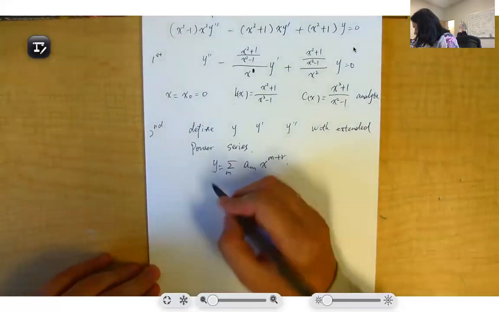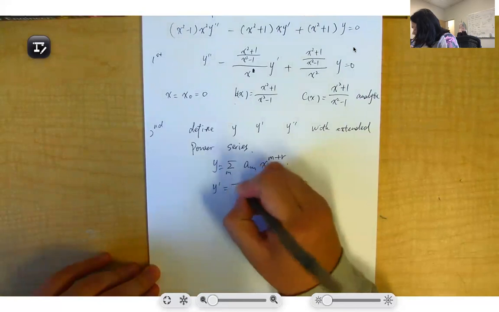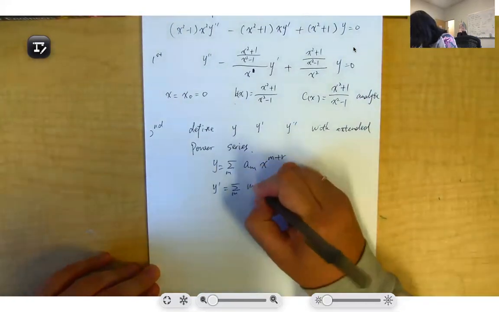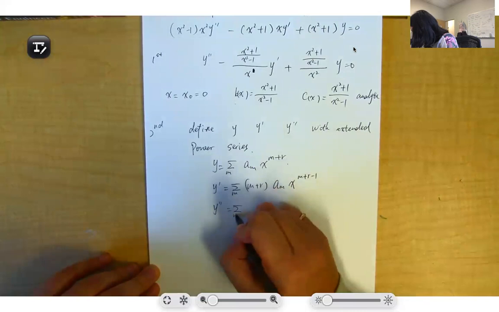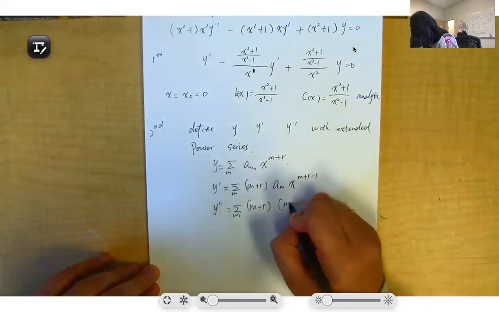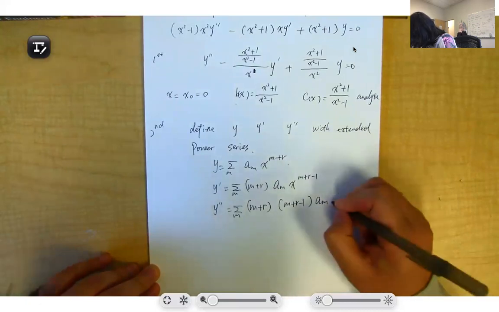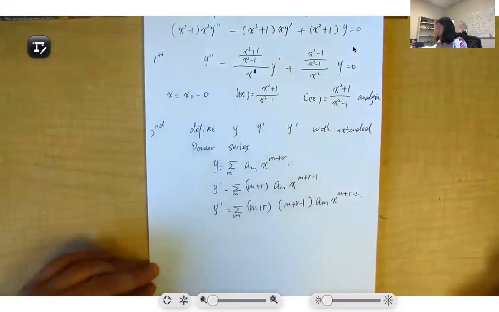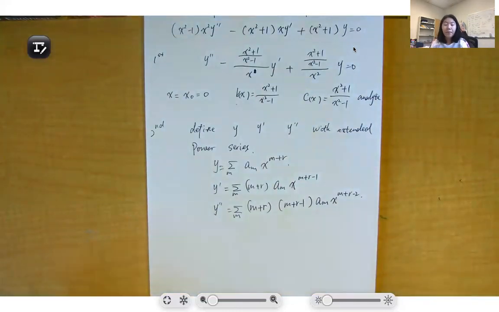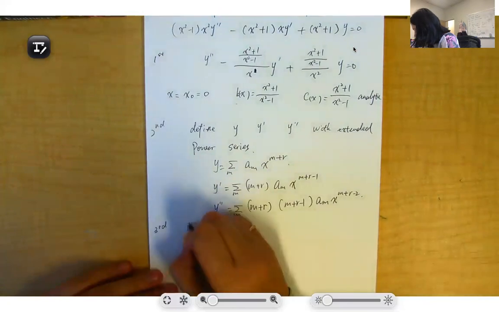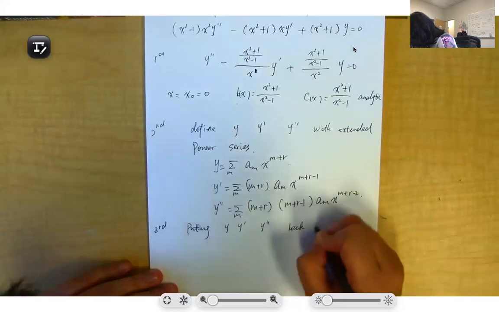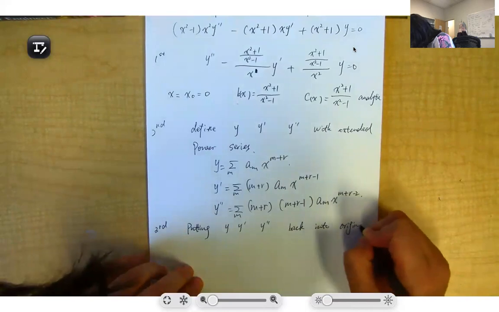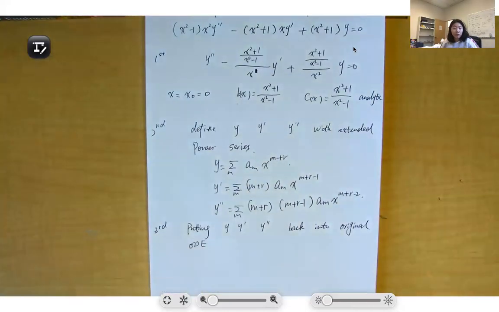Then for the second step, we generate y prime the same as the previous example: y prime equals the sum of (m plus r) a_m x to the m plus r minus one, and y double prime equals the sum of (m plus r)(m plus r minus one) a_m x to the m plus r minus two. Okay, so this is our y prime and y double prime. Then the third step is putting y prime and y double prime back into the original ODE in power series format.